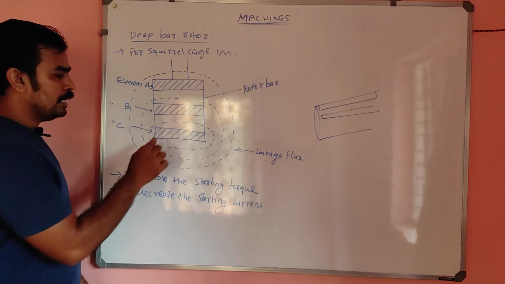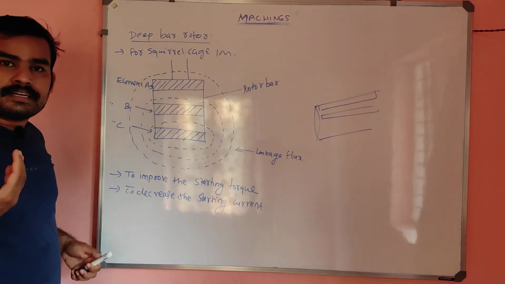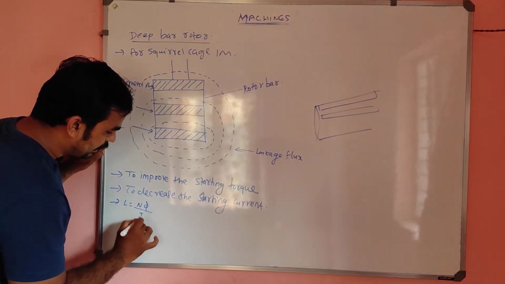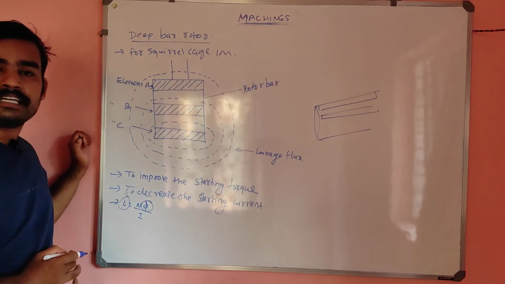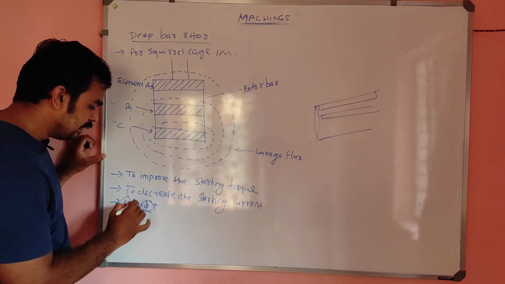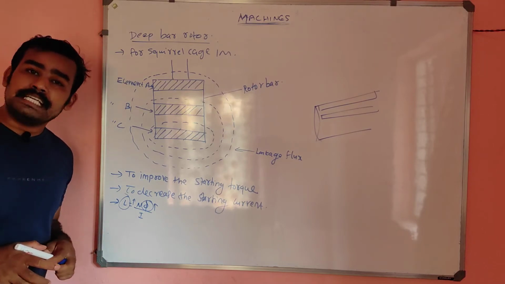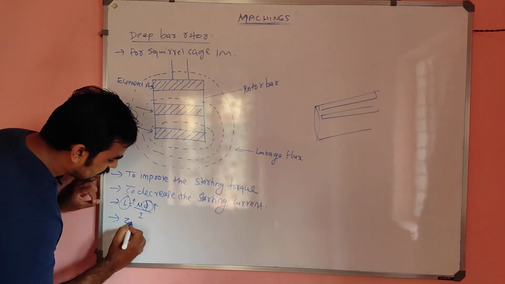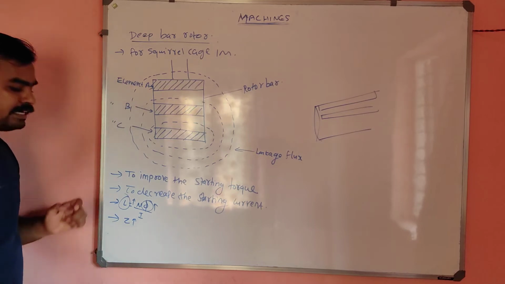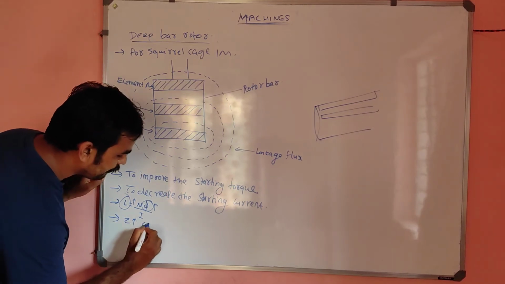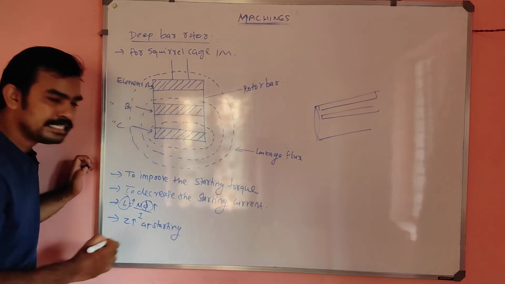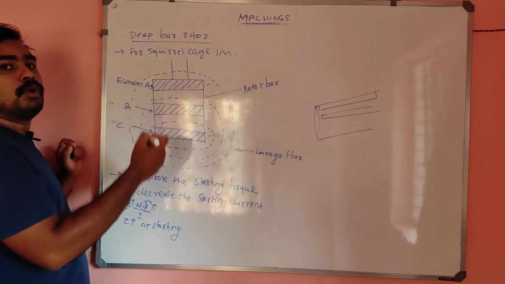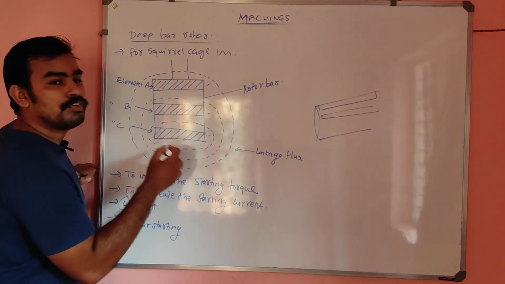If flux is increasing around a conductor, its inductance will be very high, because L equals N phi by I. If phi is increasing, its inductance also increases. If inductance increases, the inductive reactance increases, which means Z increases. If Z is increasing at starting, which element offers maximum Z, my dears? This element C offers maximum Z.